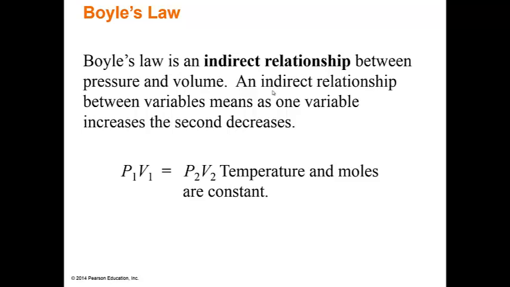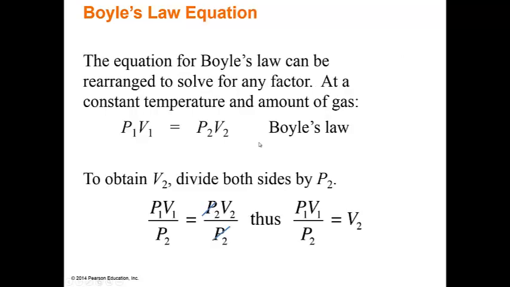The other thing goes down, the other side goes up. So this is where we get P1, V1 equals P2, V2. Pressure 1, volume 1 equals pressure 2, volume 2. Temperatures and moles are constant. Remember, nothing's changing there, okay?